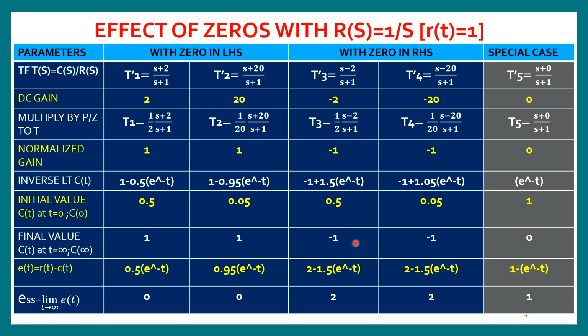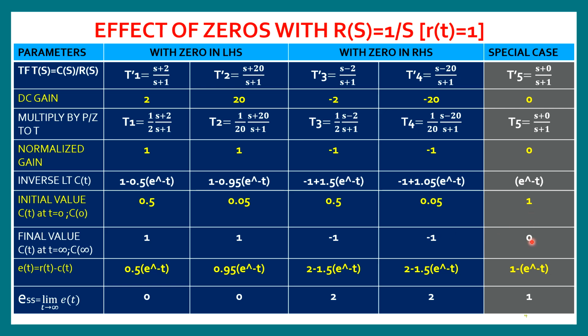My final value is -1 and 0. So what would be the case? Here the graph starts at 0.5, goes in the right direction and settles at 1. Here the graph starts at 0.05 and it settles at 1. Here the graph starts at 0.5 and it undershoots, crosses 0 and settles at -1. Here the graph starts at 0.05, again undershoots and reaches -1. Here it starts at 1 and it will reach 0.